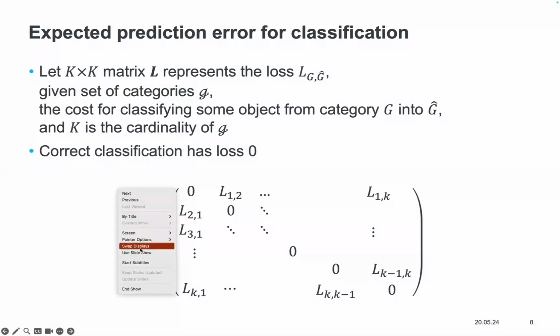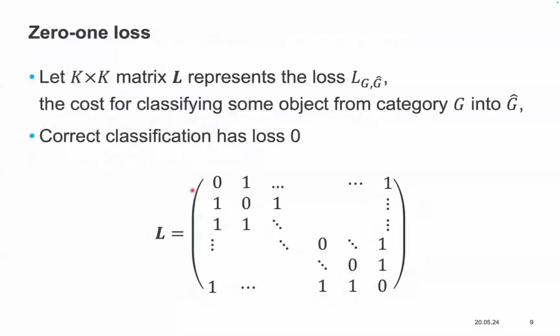Let me also show this here. So here on the diagonal, if a certain object is described as belonging to the first class and it actually belongs to the first class, there is a zero loss. And otherwise, if there is a confusion, the loss for this object will be different from zero. A very simple version we saw then was the 0-1 loss, where every confusion incurs a loss of 1 and only correct classifications incur a loss of 0.